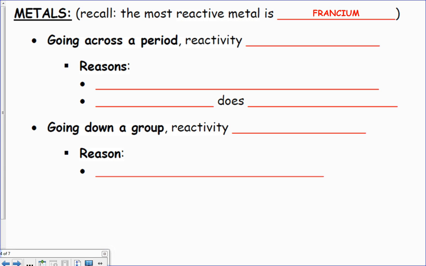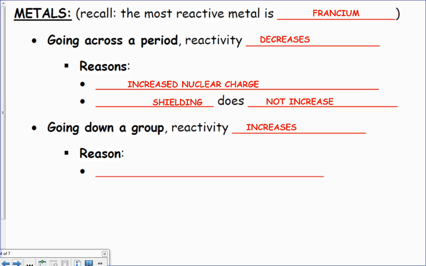Right, as I go across the period, I start on the far left, that's metals. As I go farther to the right, I eventually get to nonmetals. So my metal reactivity is going to decrease. My metallic character is going to decrease. And the reason is my increased nuclear charge. Again, I'm drawing in more and stronger on my valence electrons. My shielding, of course, does not increase as I go from left to right, so that's not going to be a factor. As I go down a group, my metal character increases.